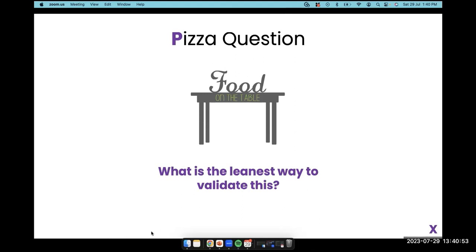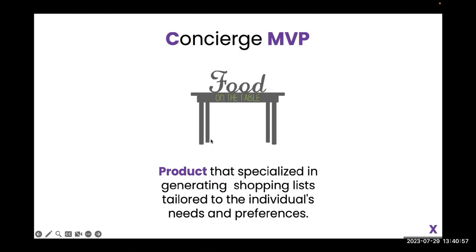Yeah, I'll repeat the question once. So here is a startup, Food on the Table. The hypothesis is that it's a product that specializes in generating automated shopping lists tailored to individual needs and preferences.